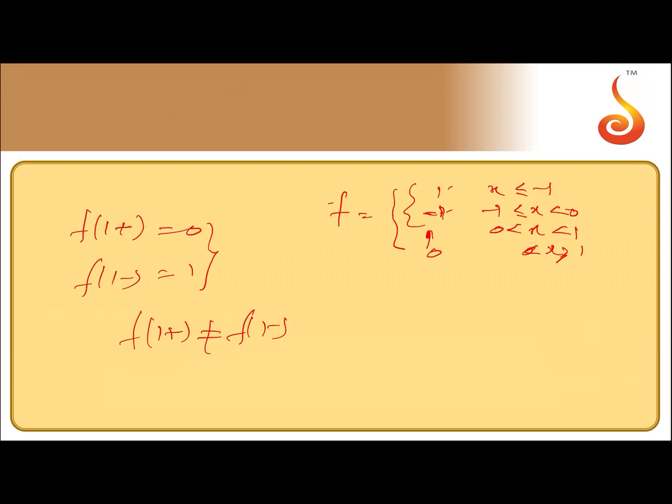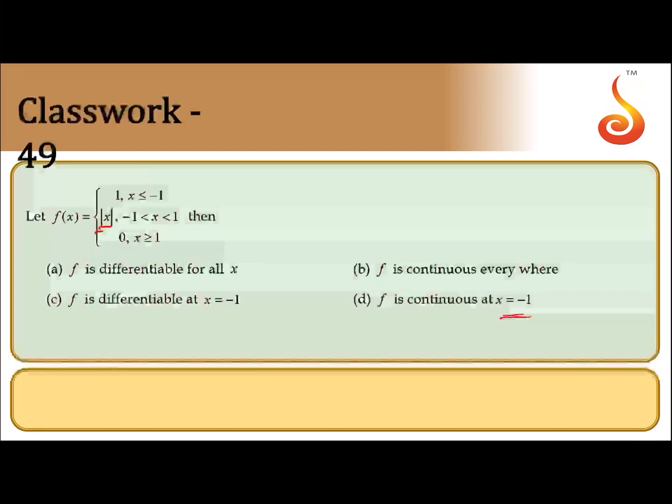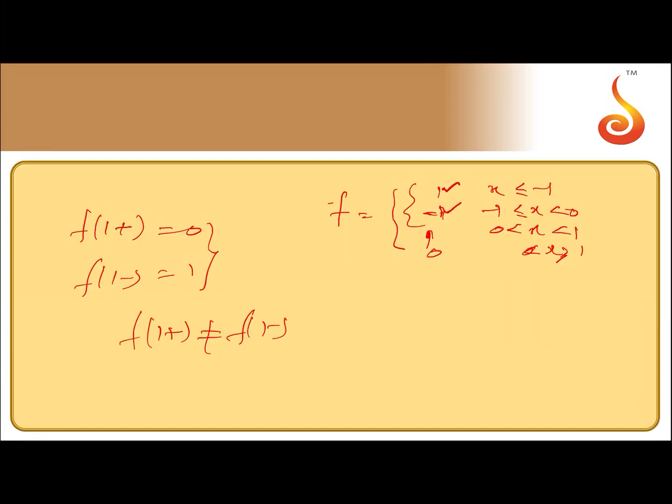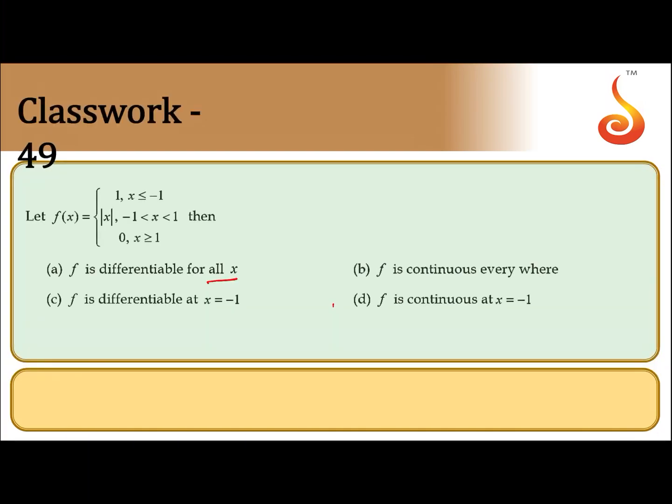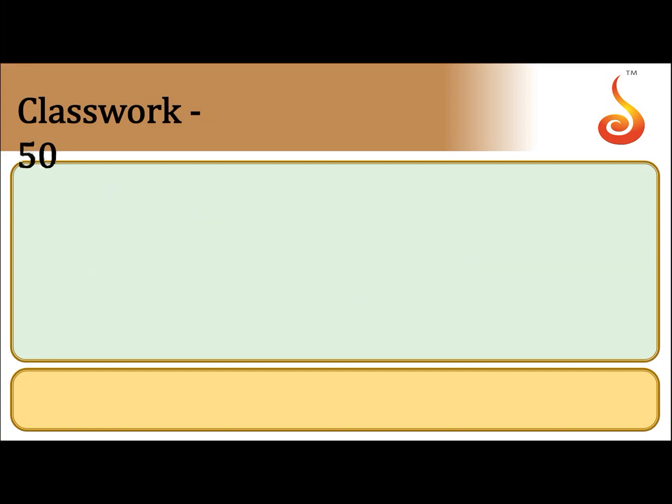Discontinuous at x equals minus 1, because it is minus 1 and plus 1. So it is supposed to be discontinuous at x equals minus 1. Okay, right. Let me go for the next one.